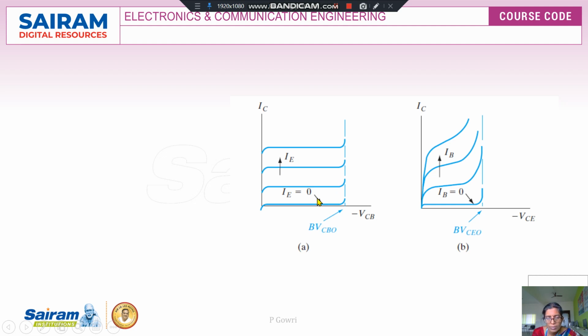The relationship is between the input current and the output current. As IE increases, the maximum collector current also increases here. This graph again gives the variation of the collector current, that is the output current, with respect to the input current IB. Here we can see that the breakdown voltage is less when compared to that of the common base configuration.